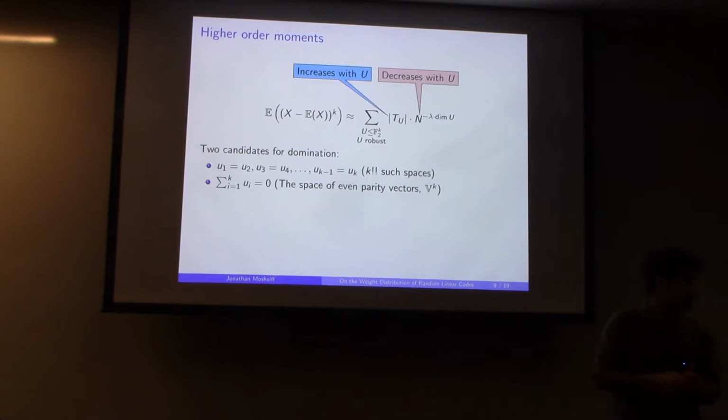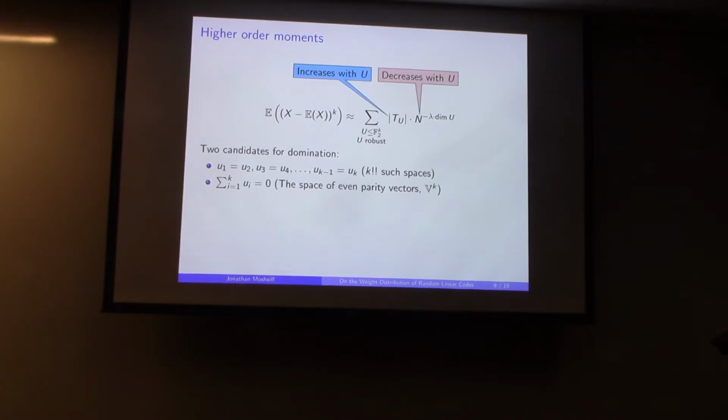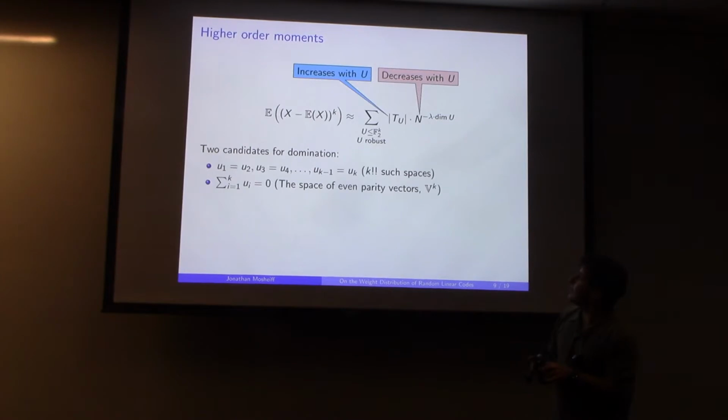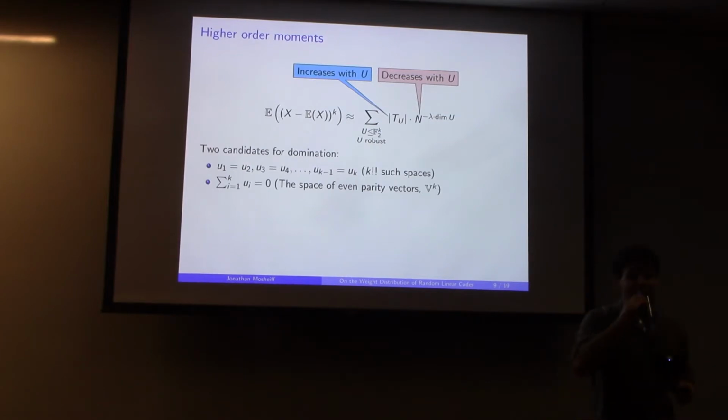Yes? Why does the first one not also satisfy the second one? I'm sorry? Why does the first class not also satisfy the second condition? No, it satisfies the second condition, but it's also much more strict. The space defined by the first set of equations has a much smaller dimension, so it's less penalized in that n to the minus lambda d mu.